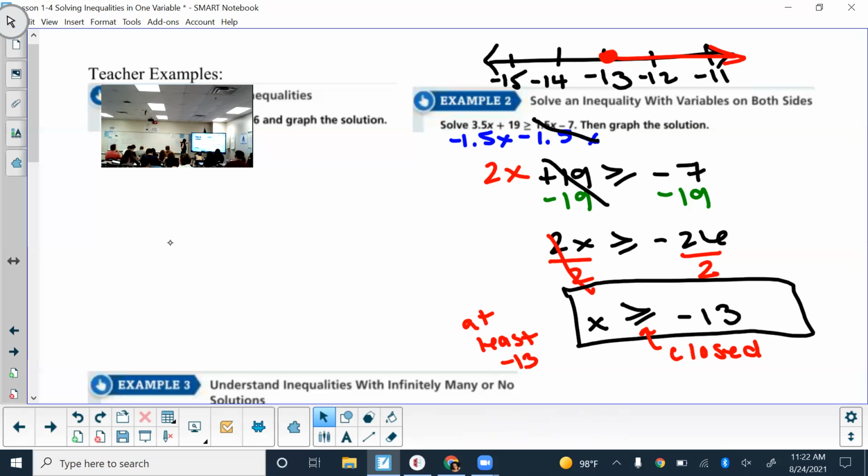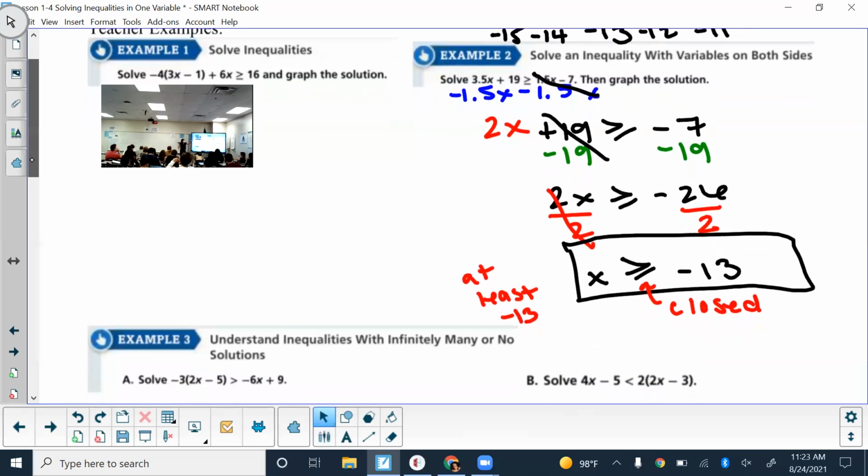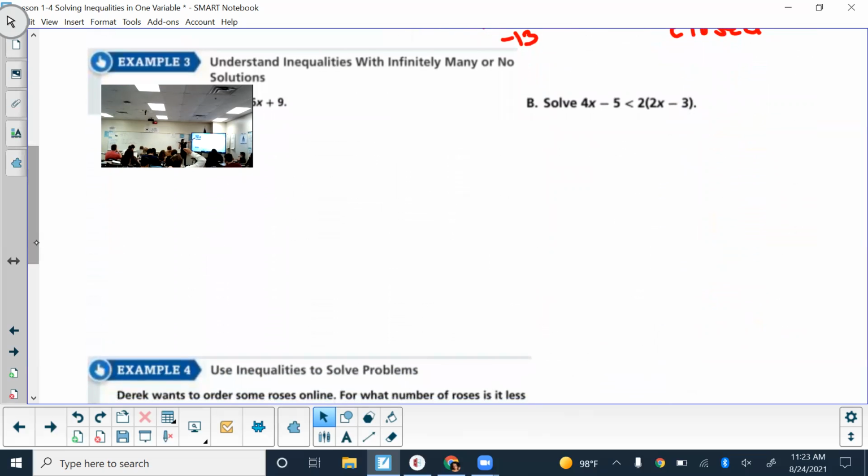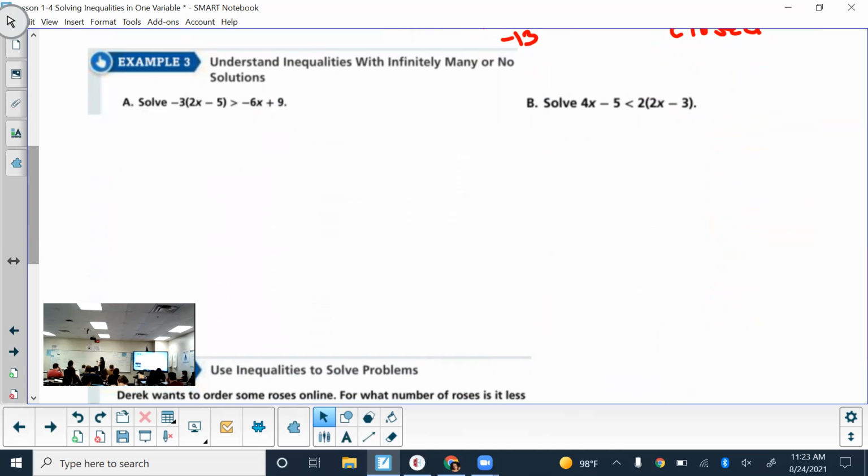All right, so let's scroll down. With your copy, make sure you finish copying. And let's talk about when you might have infinitely many solutions or no solution. If you ever have it where the term with the variable cancels out, you have two options for your answer. It's either infinitely many or no solution. To figure that out, you have to see if the statement is true at the end. So let's see how this works with part A.